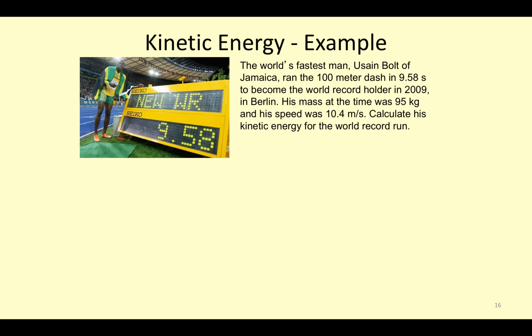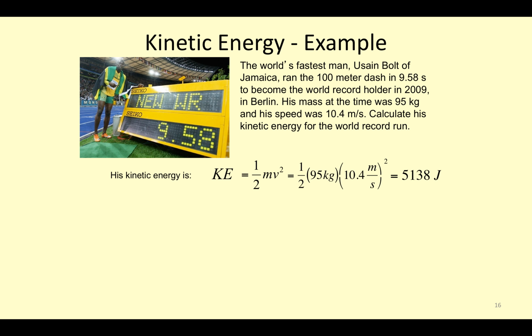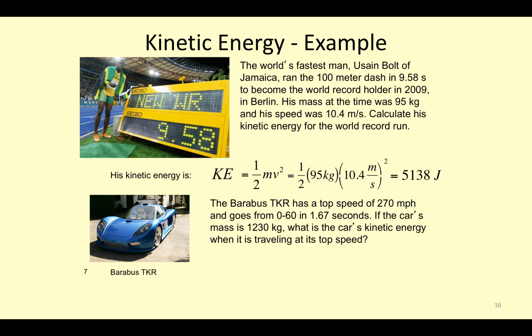All right? So I'm going to show you what writing this out looks like in calculating his energy. So here we go. Kinetic energy is equal to 1/2 mv squared. So you take 1/2. Now, how do you do 1/2 on your calculator? I usually do 0.5. You have 0.5 times 95 times 10.4 times 10.4 if you don't have the squared button. That's 5,038 joules.